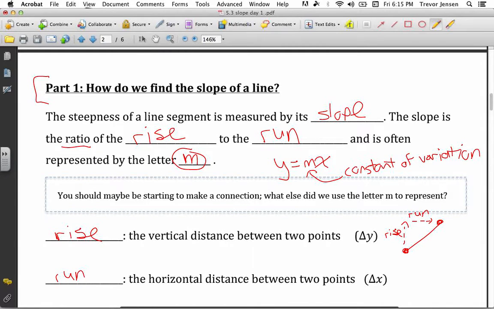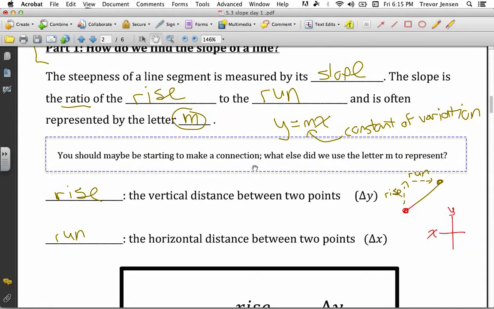Rise is the change in y, because if you think rise, the vertical distance, we know the vertical axis on a grid is y. And run is our change in x, because we know the run is the horizontal distance between two points, and the horizontal axis is x. You might be making another connection right now. Remember, when we calculated our constant of variation before, we used the equation m = change in y over change in x.